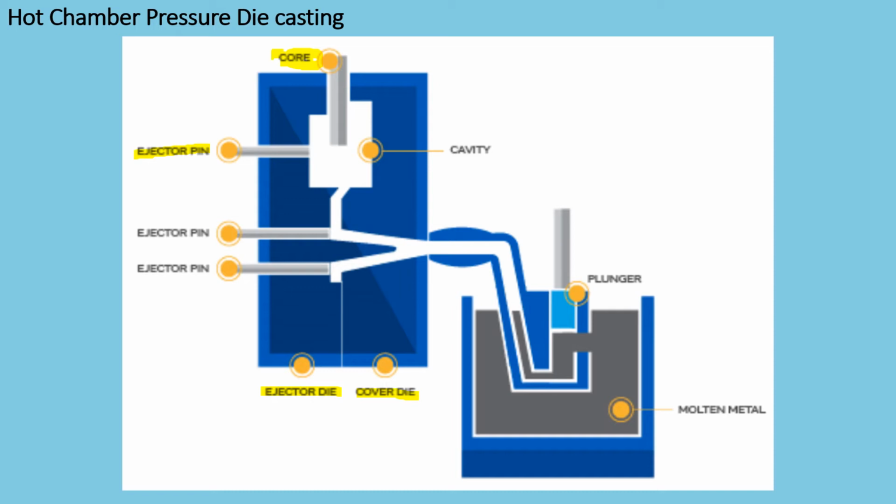Now the difference being the cover die does not move. It remains in the same place throughout the process. The ejector die, however, will be pulled back once the product is cooled down. The other really big difference is the molten metal and the placement of it. So in hot chamber pressure die casting, the hot metal, or molten metal, sorry, is kept in a chamber which is attached to the die. And you can see it is attached here through a nozzle and something called a gooseneck. Okay, and this is where the molten metal will travel.